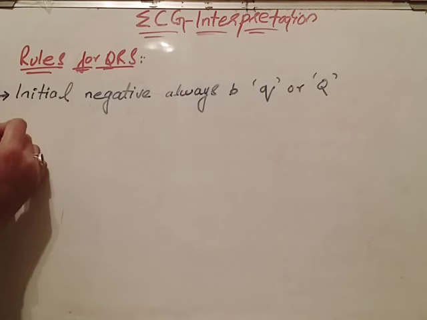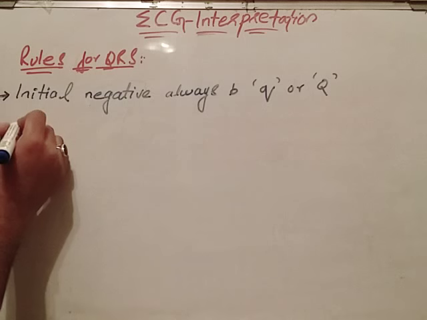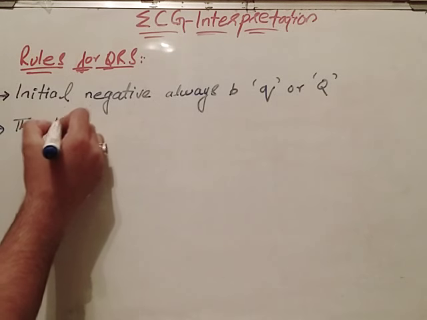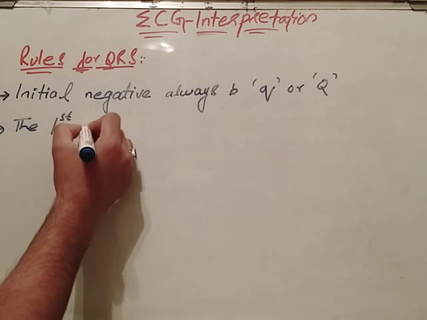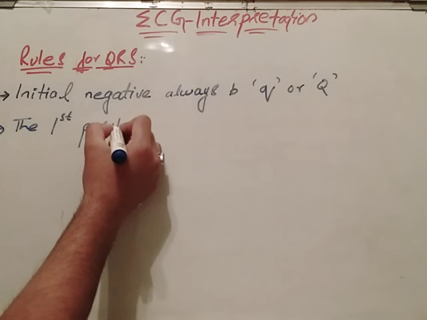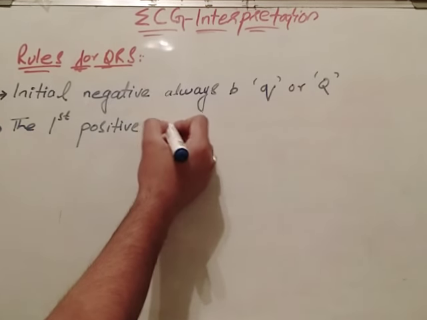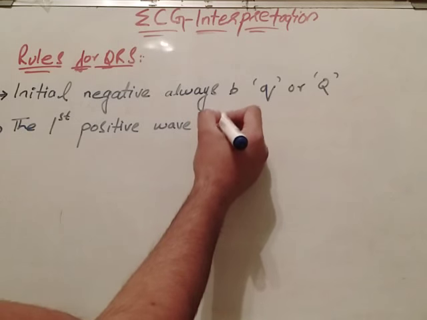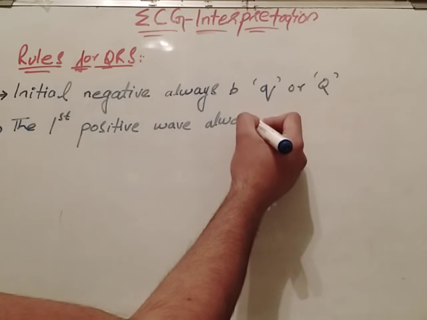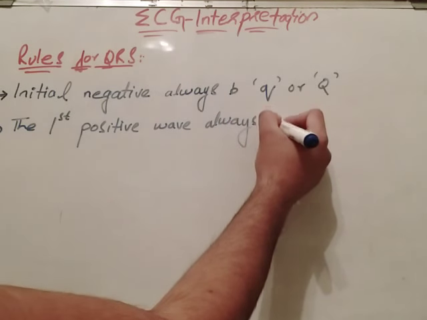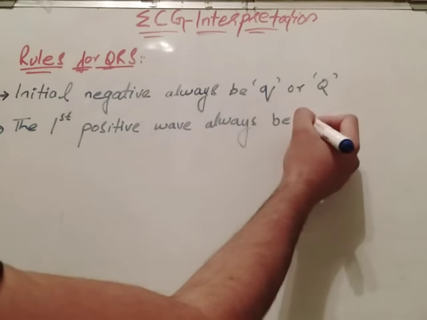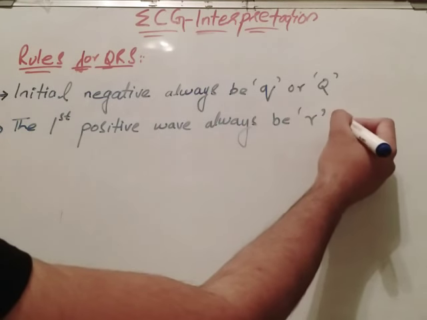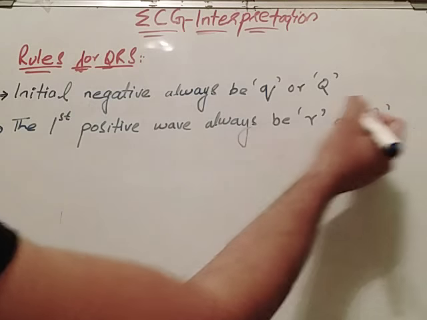And the second rule is the first positive wave will always be R, small r or capital R.